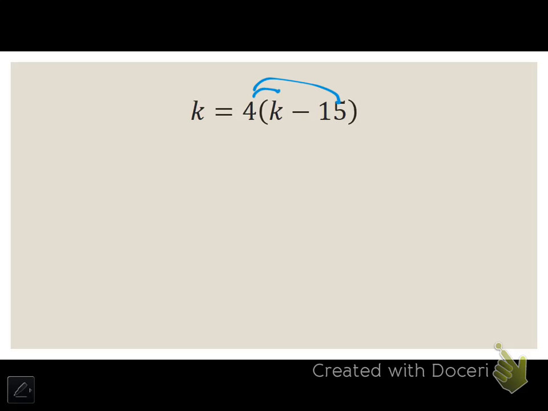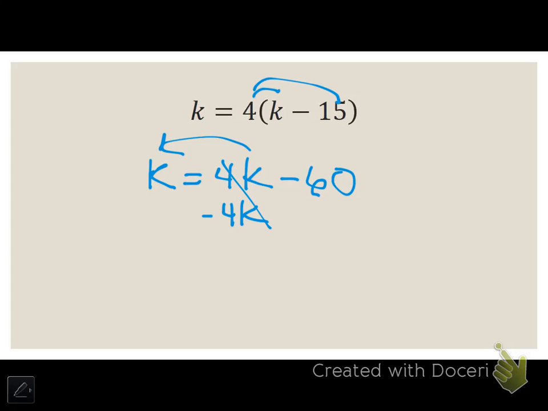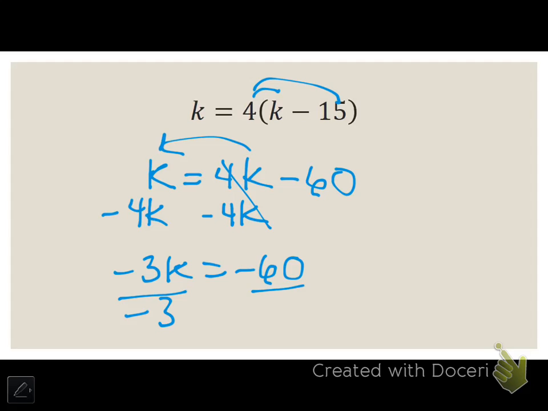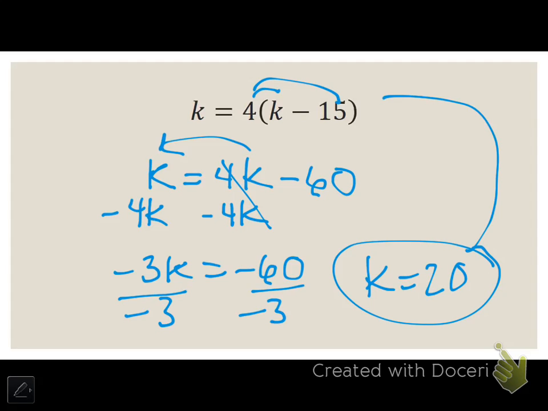Okay, we have parentheses, so we've got to distribute. So we get 4k, and then 4 times negative 15 is negative 60. Got to get our k's over to the other side, so we subtract it from this side to get it to cancel. So negative 3k is equal to negative 60. Divide by negative 3 to get k by itself. So k should equal 20. Again, plug it back in for your k's to see if it's true.